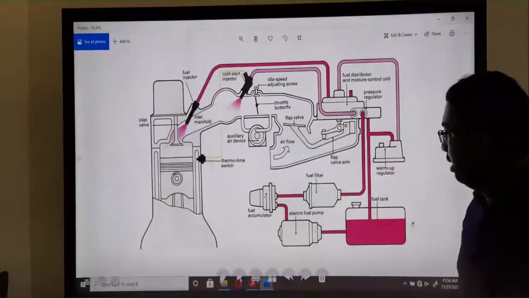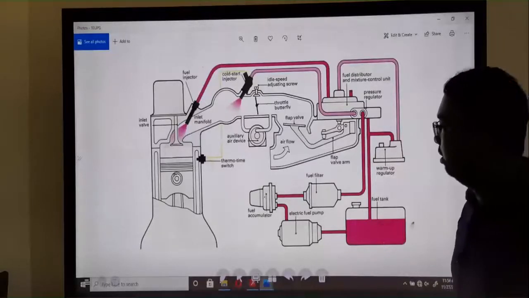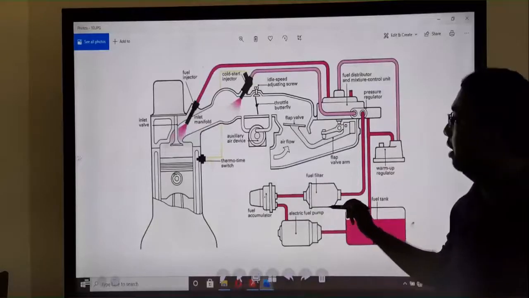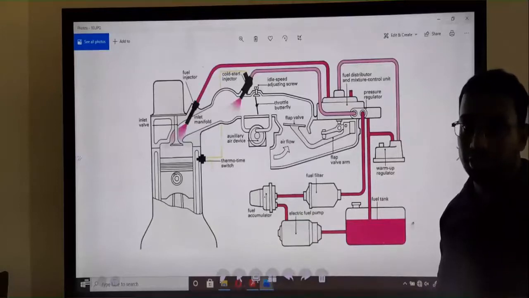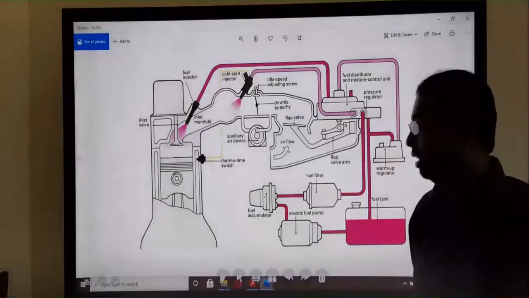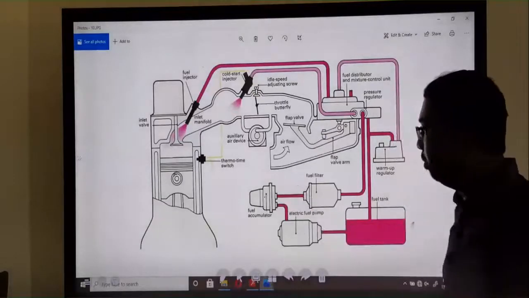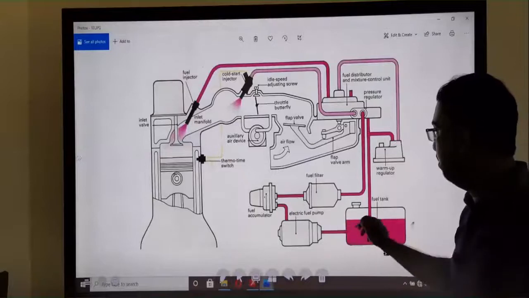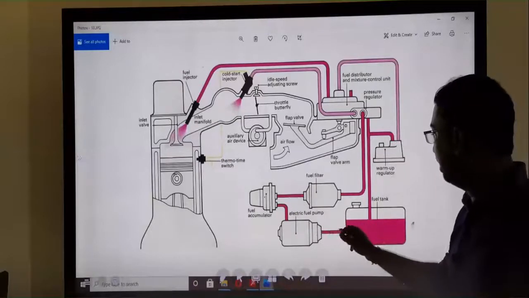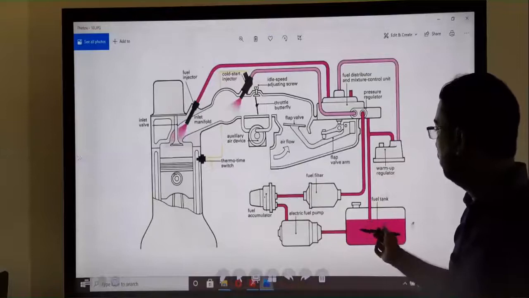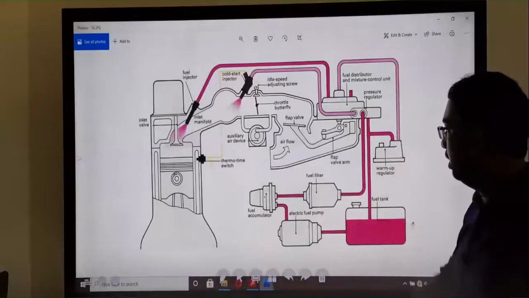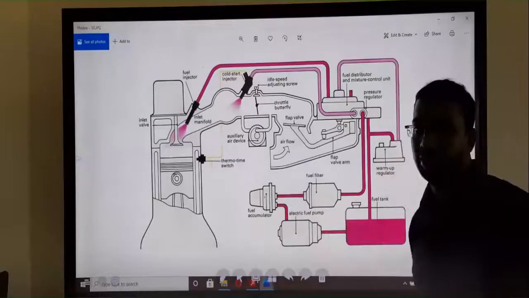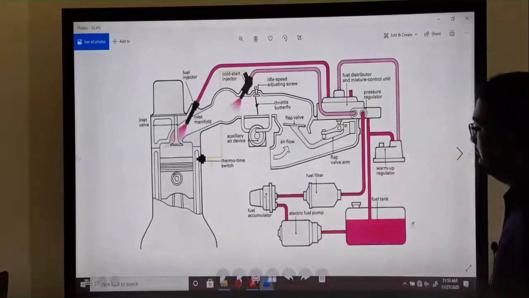So there is a fuel tank. Here you normally use, this is not a common rail injection. The common rail is mostly used for diesel injection. So this is a gasoline petrol engine. Here they use the fuel accumulator and an electric fuel pump, which supplies the fuel. This pulls the fuel. There is a fuel filter. Accumulator, I already told what the work of this accumulator is.